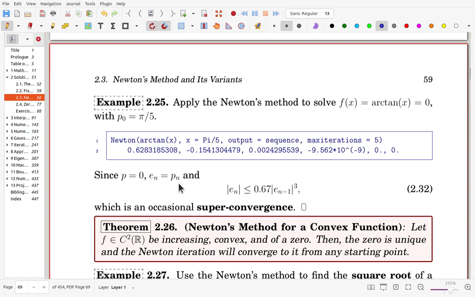Okay, let's see this example. The same arctangent of x. Now start with pi over 5 rather than pi over 2. Then the output is a sequence. You can see here that it is now converging to 0 very rapidly.